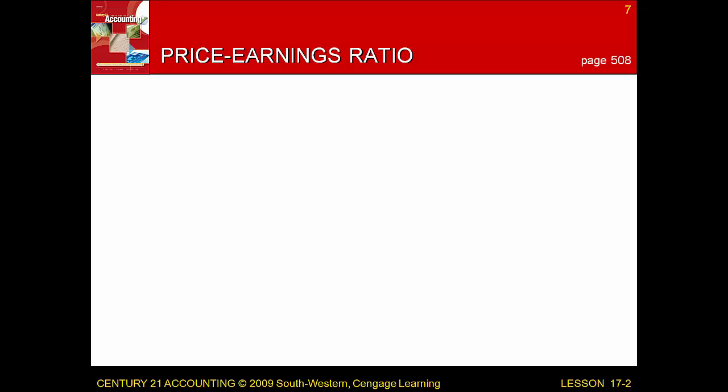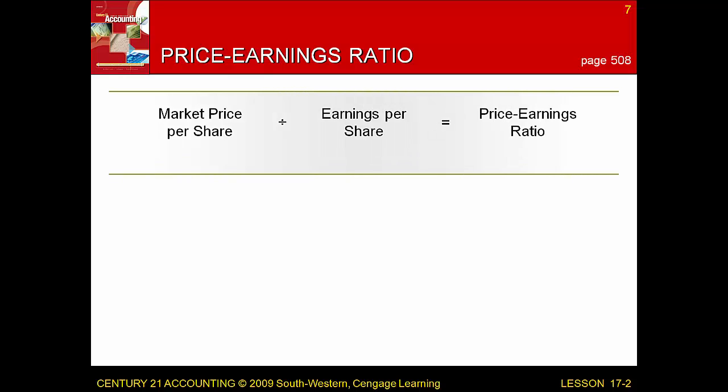So let's go through and calculate this. We have to take our market price per share and divide by our earnings per share. Our market price per share is going to be stated as what it can be sold for, and that's $43.50. Earnings per share we just calculated before, and that was 3.71. And we calculated that again by taking our net income after federal income tax and dividing by our shares of capital stock outstanding. When we divide these two, we get a price earnings ratio of 11.7 times.